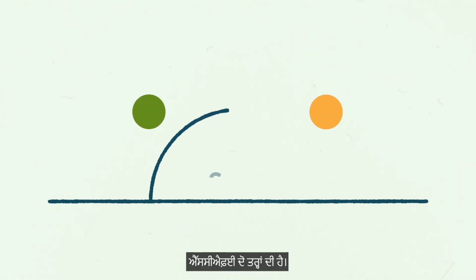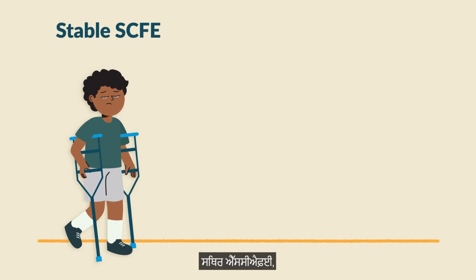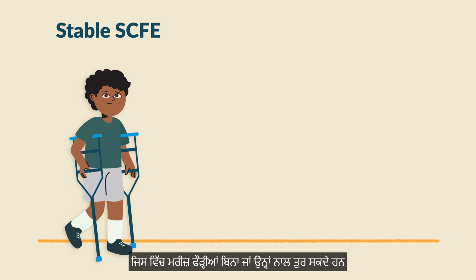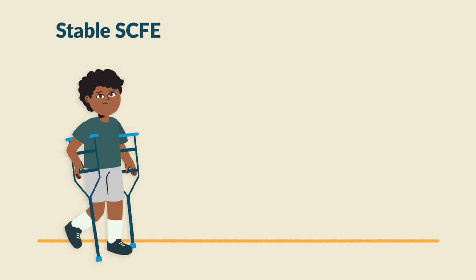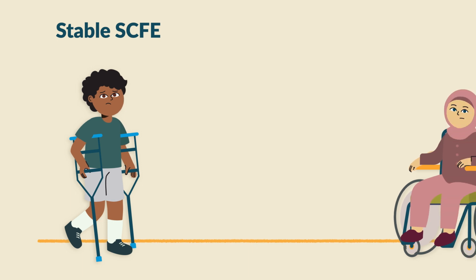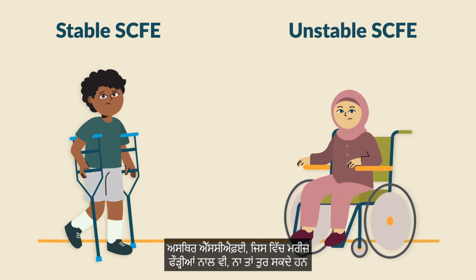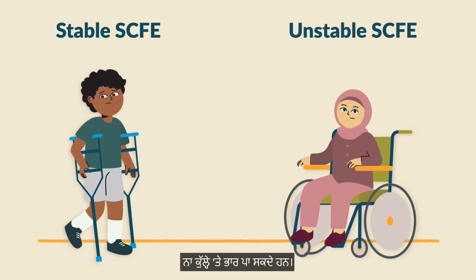There are two types of SCFE. Stable SCFE, where patients can walk and weight bear on the affected hip with or without crutches. Unstable SCFE, where patients are unable to walk or weight bear even with crutches.